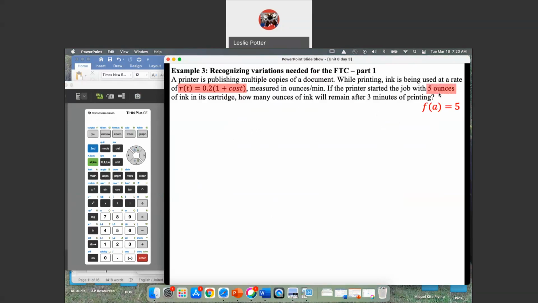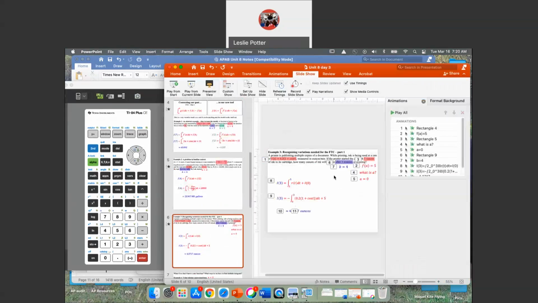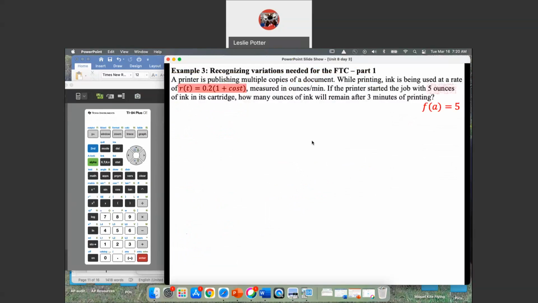Okay, so this is what we have. We started the job with 5 ounces. That means that's our starting value. But when did we start this job? In other words, what is A? When we start printing, we typically refer to that as time t equals 0. So A is 0, just from the context of the problem. We want to know what's happening after 3 minutes, so we know B is 3. So down here, okay, copied that over from the last question, B is 3. There we go. Let's get back to where we were.